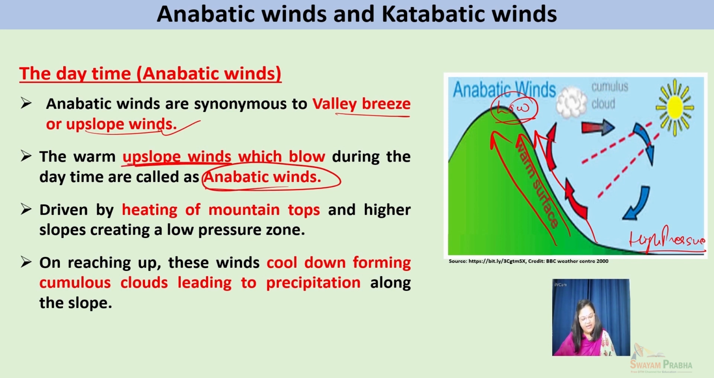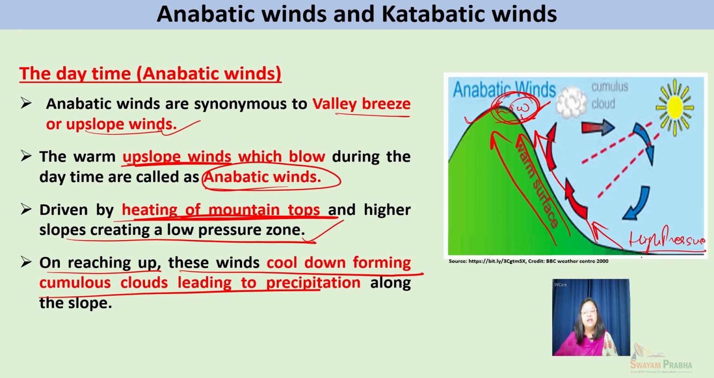They are driven by heating of the mountain tops and higher slopes, creating low pressure zones over the mountain tops, which attract the winds from the valley bottom regions towards these low pressure mountain tops. And on reaching up, these winds cool down, forming cumulus clouds, leading to precipitation along these slopes.